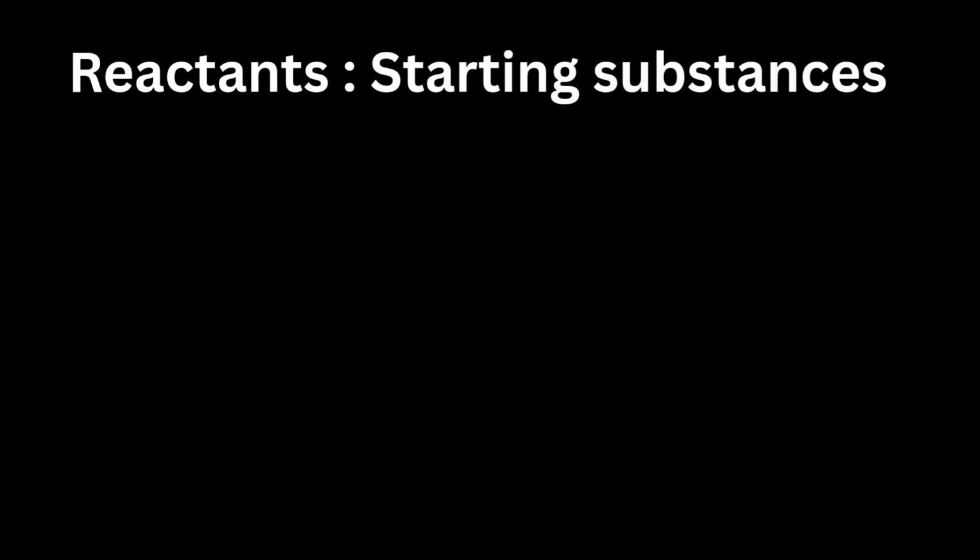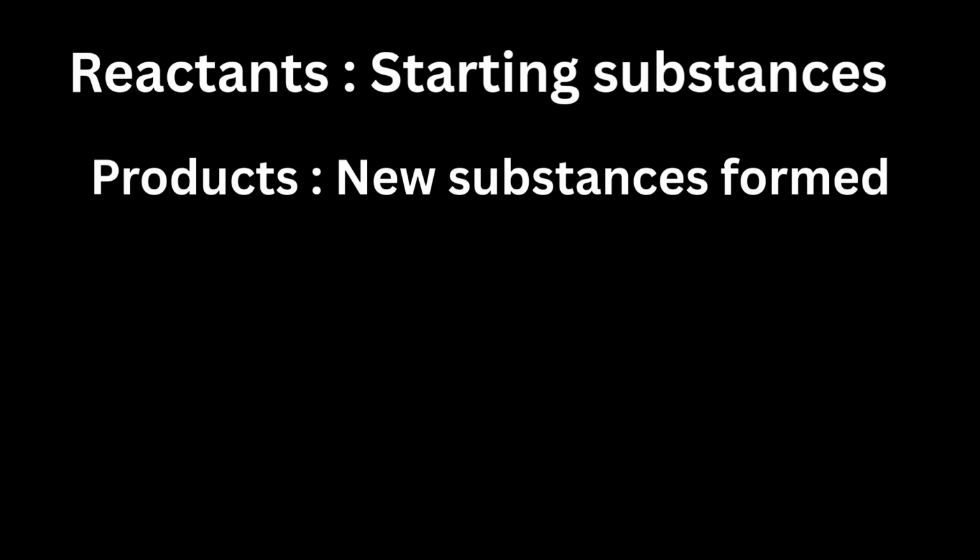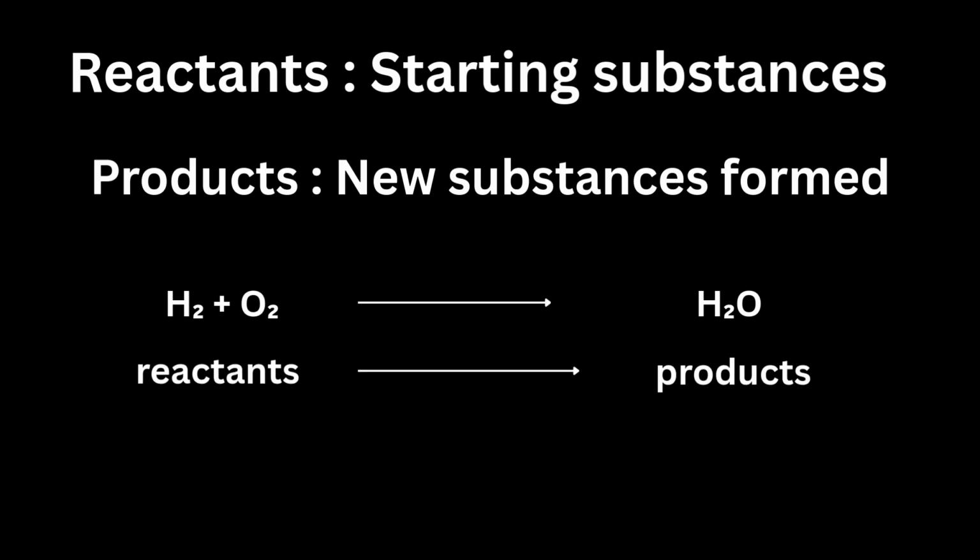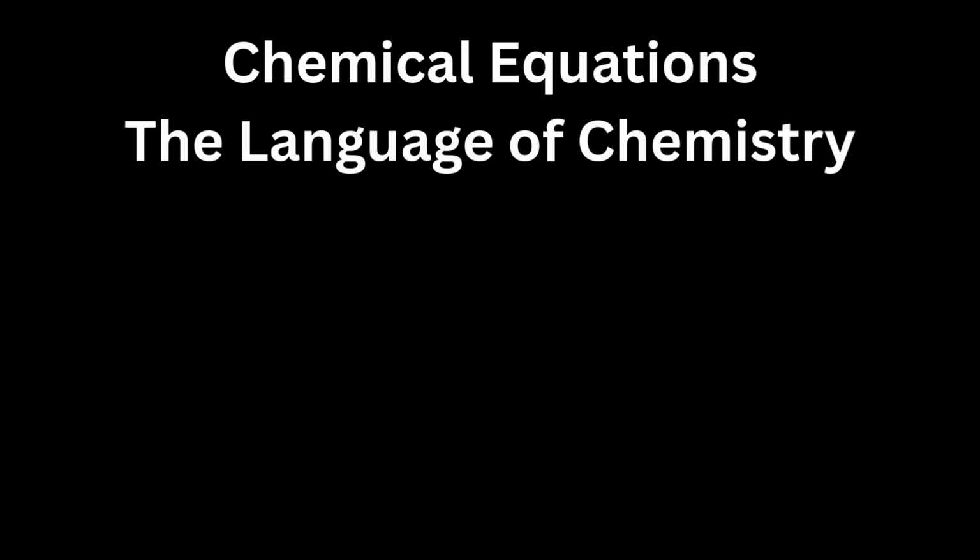Before we go further, let's remember two important terms. Reactants, the substances that take part in the reaction, i.e., the starting materials. Products, the substances formed as a result of the reaction. For example, in the reaction, hydrogen and oxygen react to form water. Hydrogen and oxygen are reactants. Water is the product. A chemical equation is like the shorthand or language of chemistry. It represents reactions in a symbolic way.